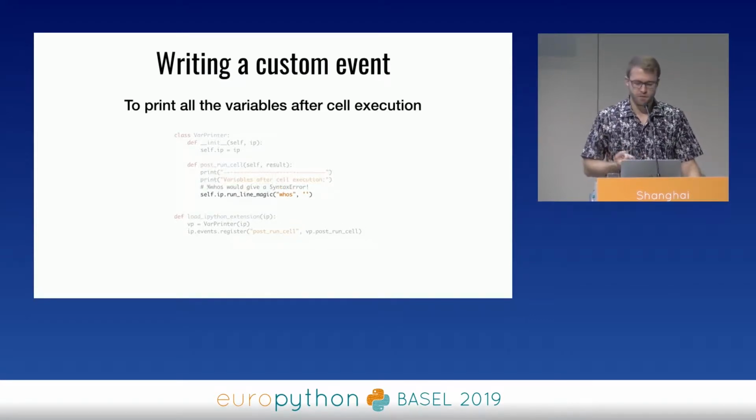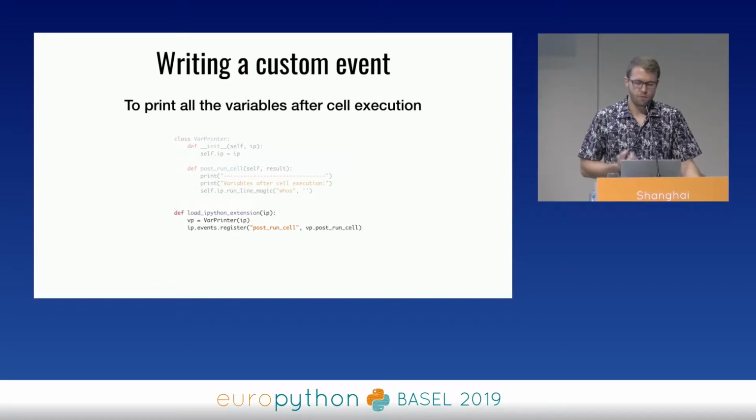Inside my callback function, I'm calling the magic method whos to print the variables. Since it has to be valid Python code, I can't just use %whos, as this is going to give me a syntax error. So this run line magic function is actually a way to call IPython magic functions from valid Python code.